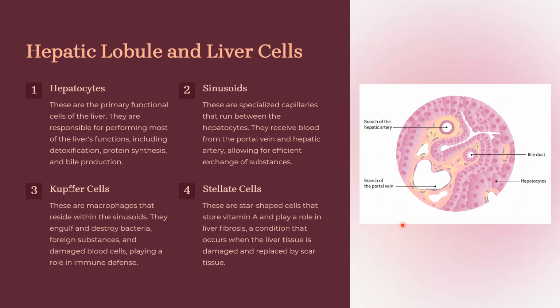So we can see a diagram over here. This is the bile duct, transverse section. This is the branch of the hepatic artery. Here we can see the vein. These are the hepatocytes, which help in detoxification, protein synthesis and bile production. Sinusoids, these are the capillaries, receive blood from the portal vein, hepatic artery, and then they efficiently exchange the substances. Kupffer cells, immune defense work. Stellate cells, these are the star-shaped cells, store vitamin A and play a role in liver fibrosis.